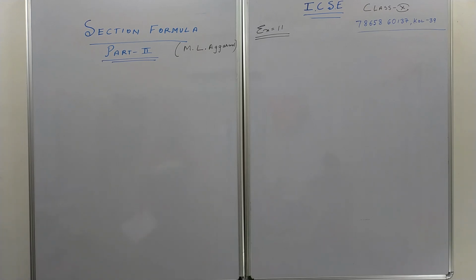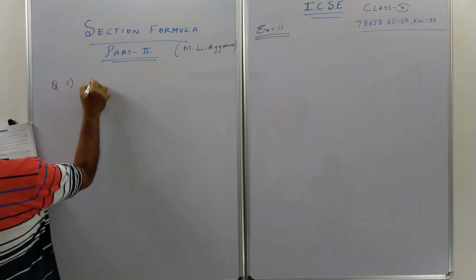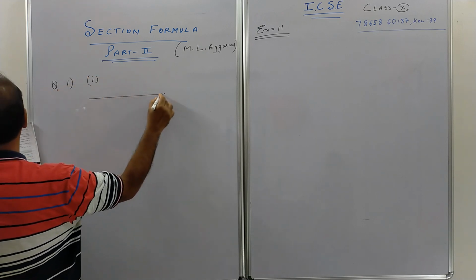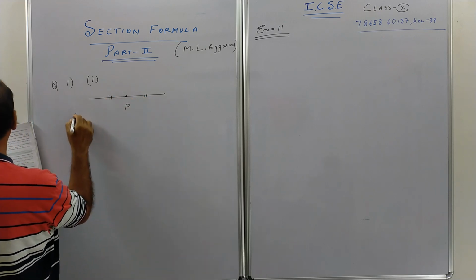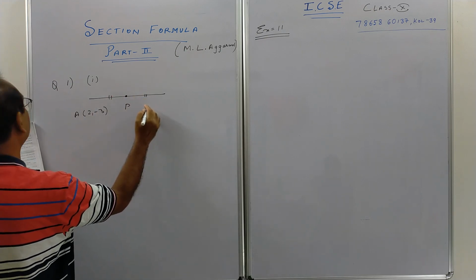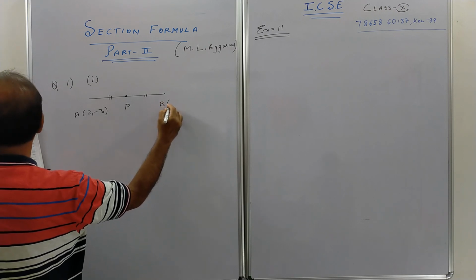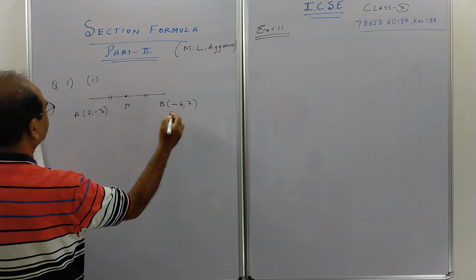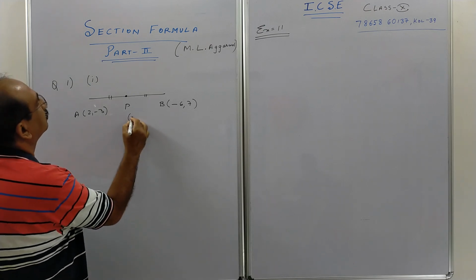Next we move on to one question on midpoint formula. So see here children, question 1, part 1. Find the coordinate of midpoint. Let P be the midpoint. These two are equal. A is (2, minus 3). This I am doing from ML Agrawal's book, exercise 11. And B is (minus 6, 7). Now, we have to find the coordinate of P.